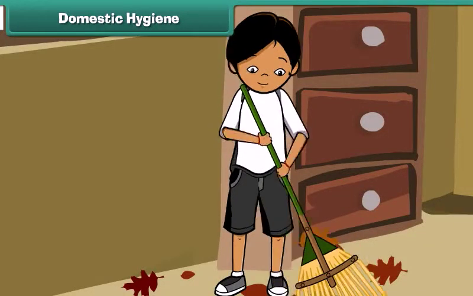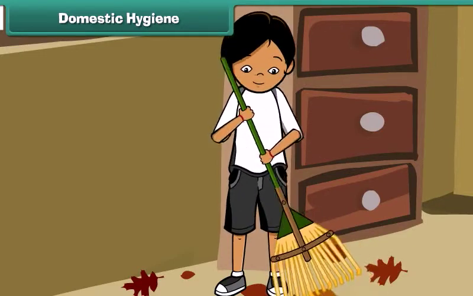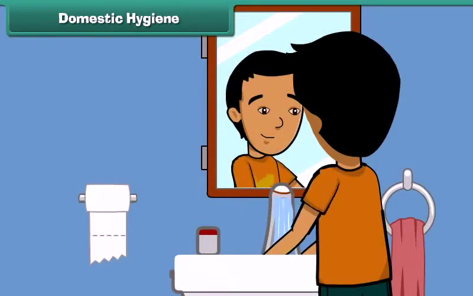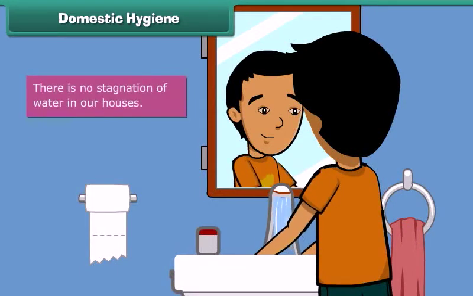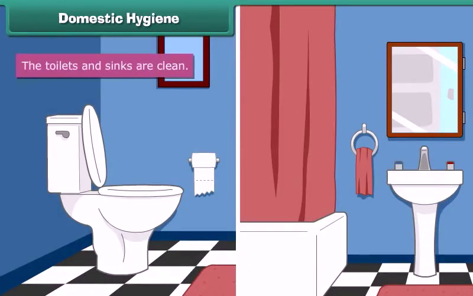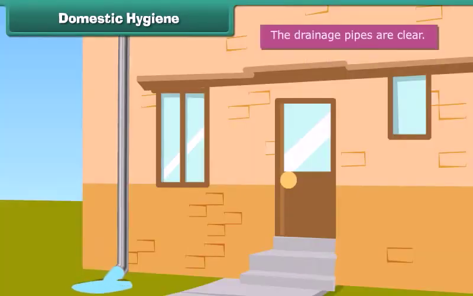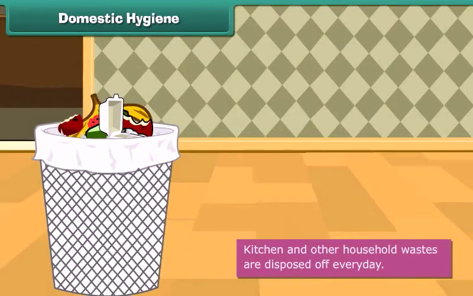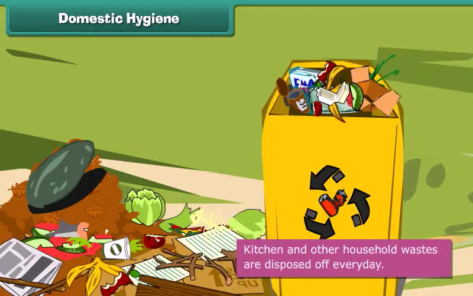Personal hygiene and cleanliness of surroundings go hand in hand. Domestic hygiene. Cleanliness of surroundings begins with domestic hygiene. It involves keeping our homes neat and clean. We can maintain domestic cleanliness by making sure that there is no stagnation of water in our houses, the toilets and sinks are clean, the drainage pipes are clear, old and useless items are discarded, and kitchen and other household wastes are disposed of every day.